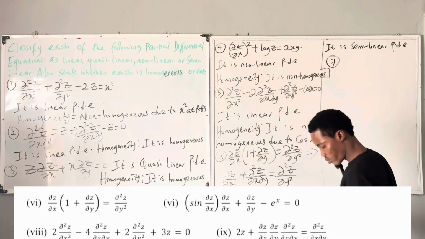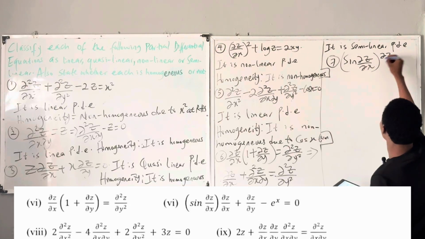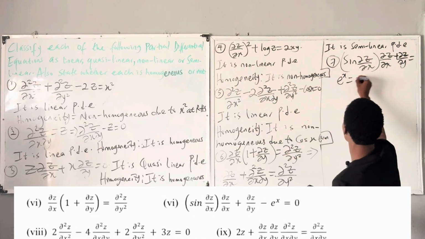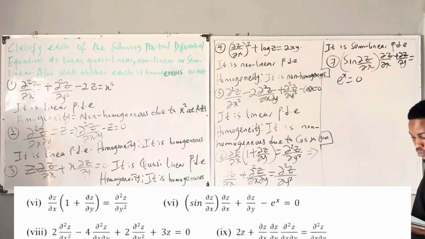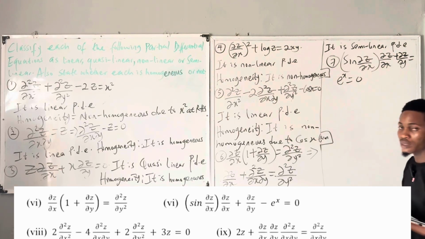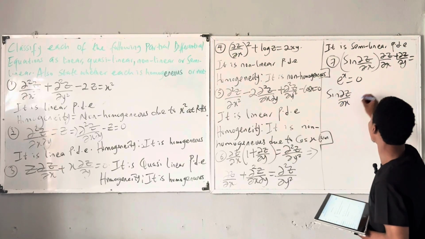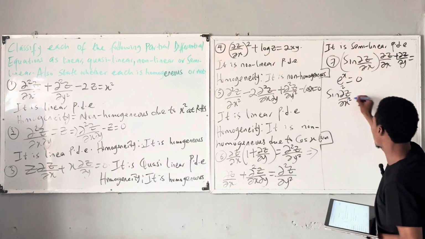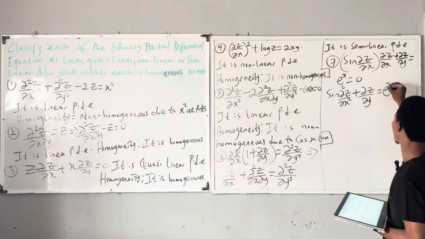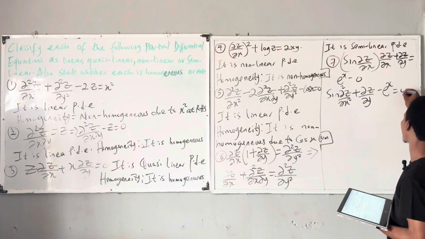Number 7 question. It is equal to 0. You can see the order of the partial derivative here is 1. So open this bracket. What are we going to have? I'm going to have sine of dz over dx multiplied by this, d squared z over dx squared plus dz over dy, is equal to exponential x minus exponential x is equal to 0.